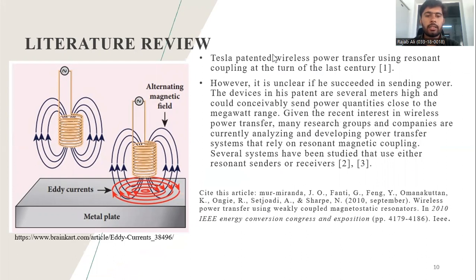This is the literature review, which was taken from brandcarrot.com and cited here. It tells us about the eddy current production on our metallic sheets. However, it is unclear if he succeeded in sending power. The devices in his patent use several materials and could conceivably send power quantities close to the megawatt range. Given the recent interest in wireless power transfer, many research groups and companies are currently analyzing and developing power transfer systems that rely on resonant magnetic coupling. Several systems have been studied that use either resonators, senders, or receivers.